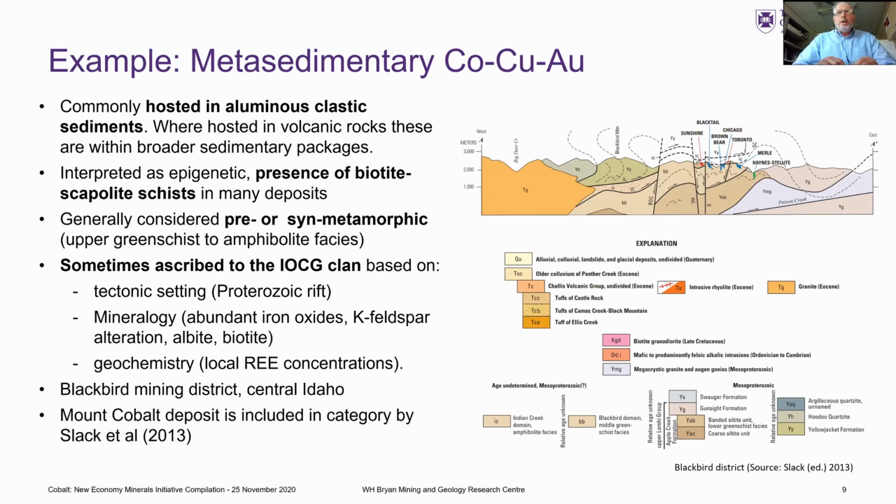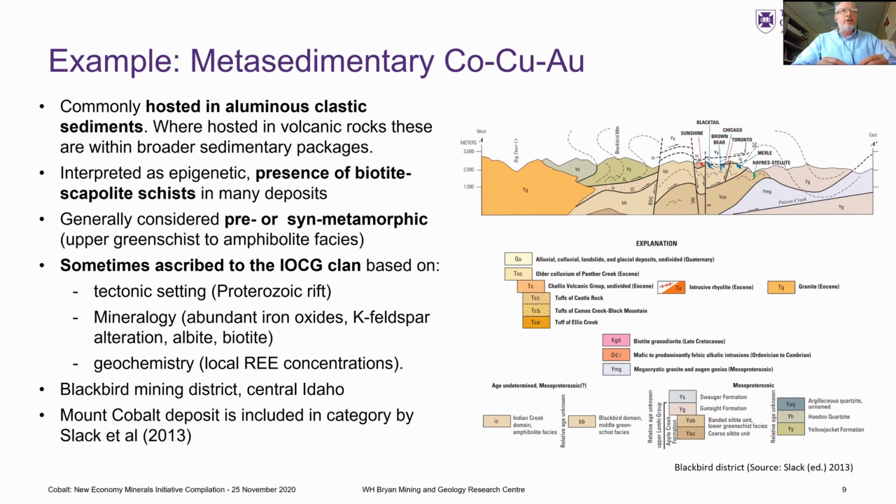What I wanted to do was, I know Rick ran through quite a lot of the deposit styles, but I just wanted to run through one as an example of how we've done the targeting. Given ICG and nickel copper magmatic deposits, for example, are pretty well known, and nickel laterites, I thought I'd choose something a little less front of mind for people, and that's the metasedimentary copper cobalt gold deposit. The key deposits are there in the Idaho cobalt belt, but they're also elsewhere around the world.